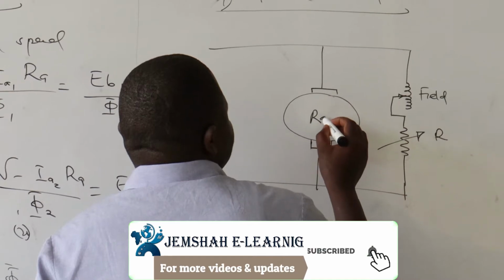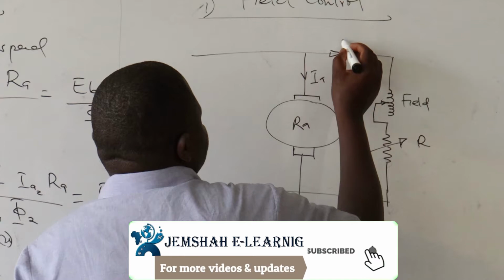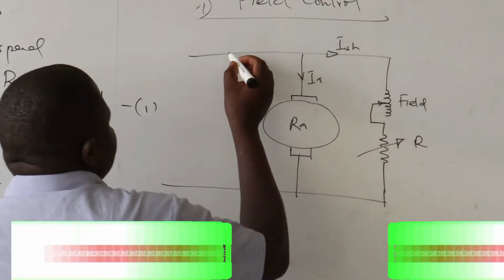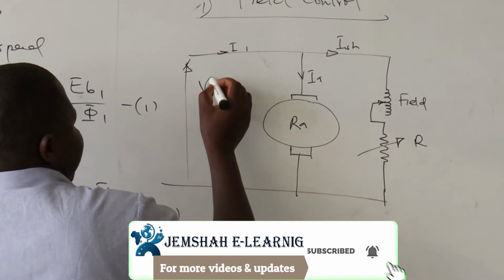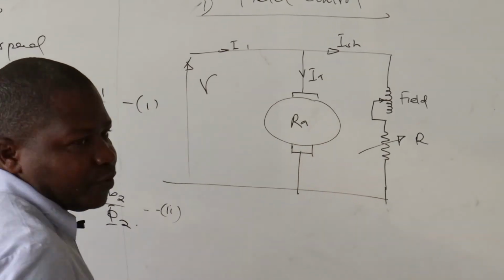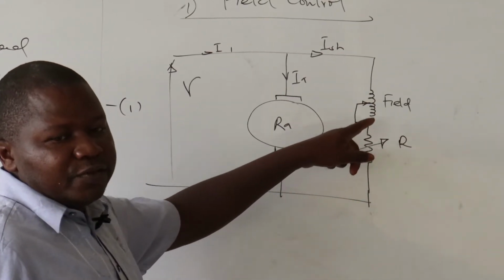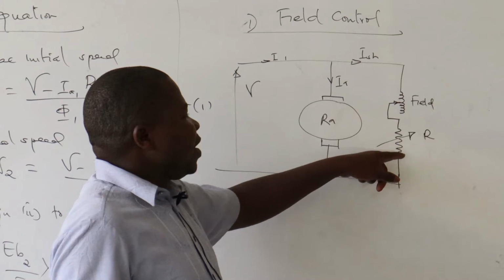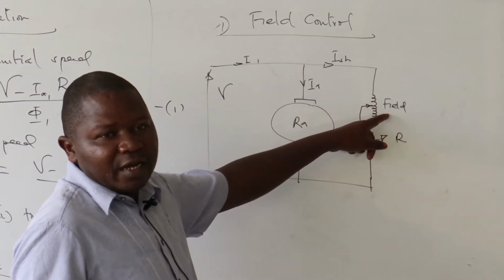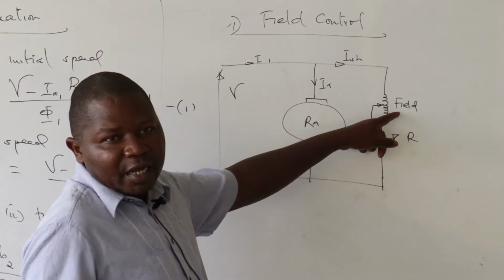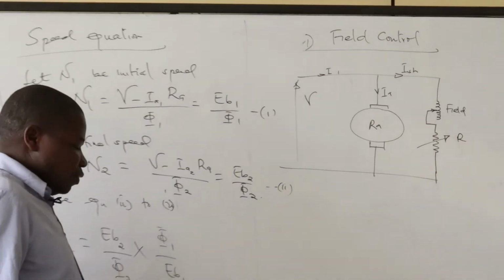This is the armature. The current is getting through the armature and the field, and the final current coming, and the voltage. So once we introduce a variable resistor in series with the field, then by varying this field, you are varying the field current, right? And therefore, this will affect the speed according to the equation we received here.